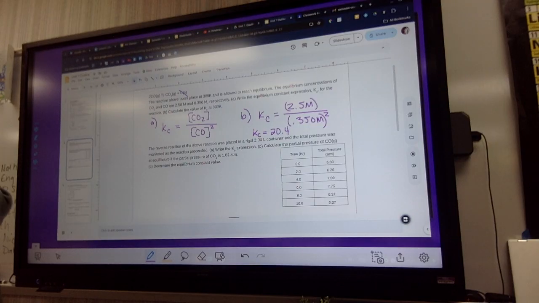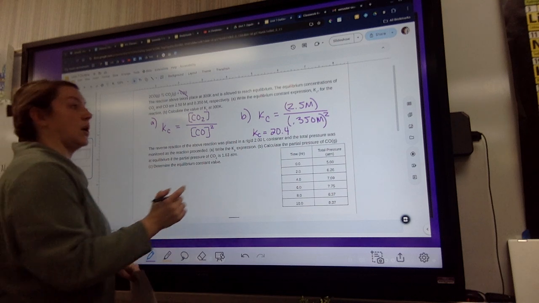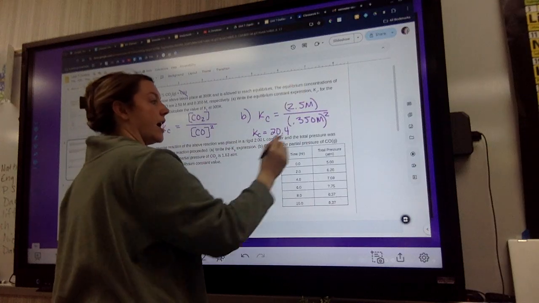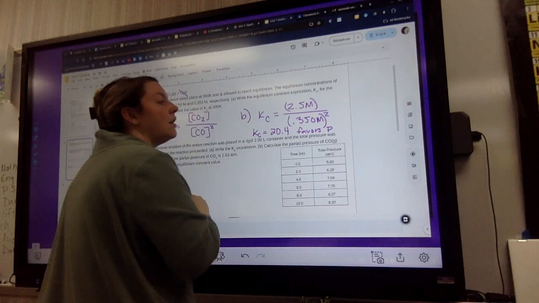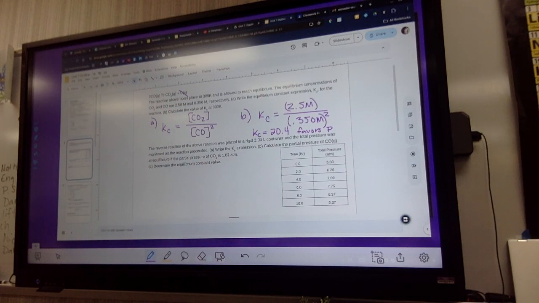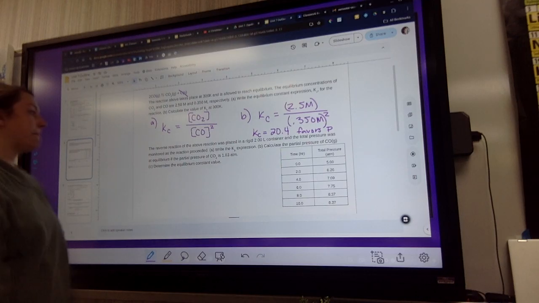Is this a large or a small Kc? It's large, because large is anything over 1. So this is large. What is it favoring? If it's large, products, right? I have more products than I do reactants. So this favors products. It just means that at equilibrium, I'm going to have more products than reactants.